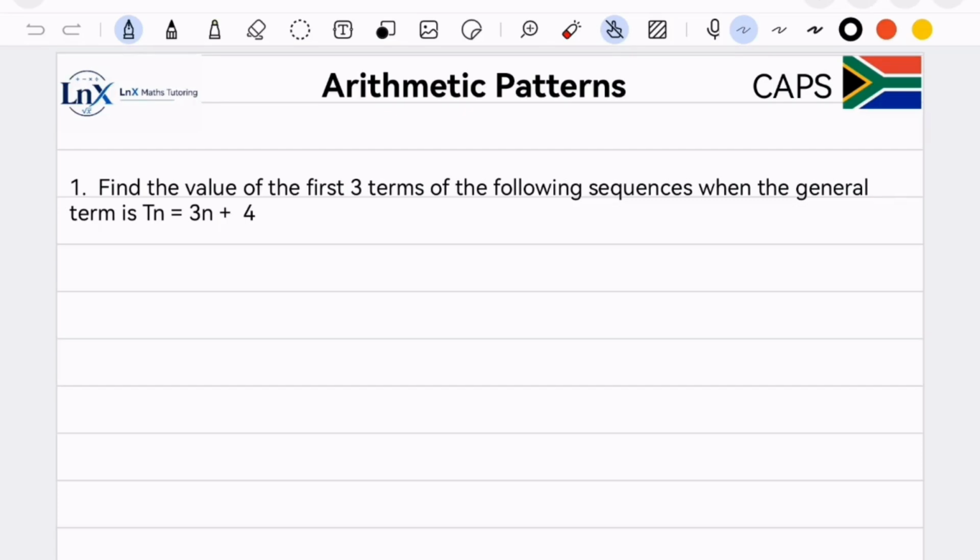Alright, we'll be covering the first question in arithmetic patterns. The question reads, find the value of the first three terms of the following sequence when the general term is Tn equals 3n plus 4. Alright, you can pause this video and have an attempt at this question. Then when you are sure of your answer, you can come back again and see how it is solved.